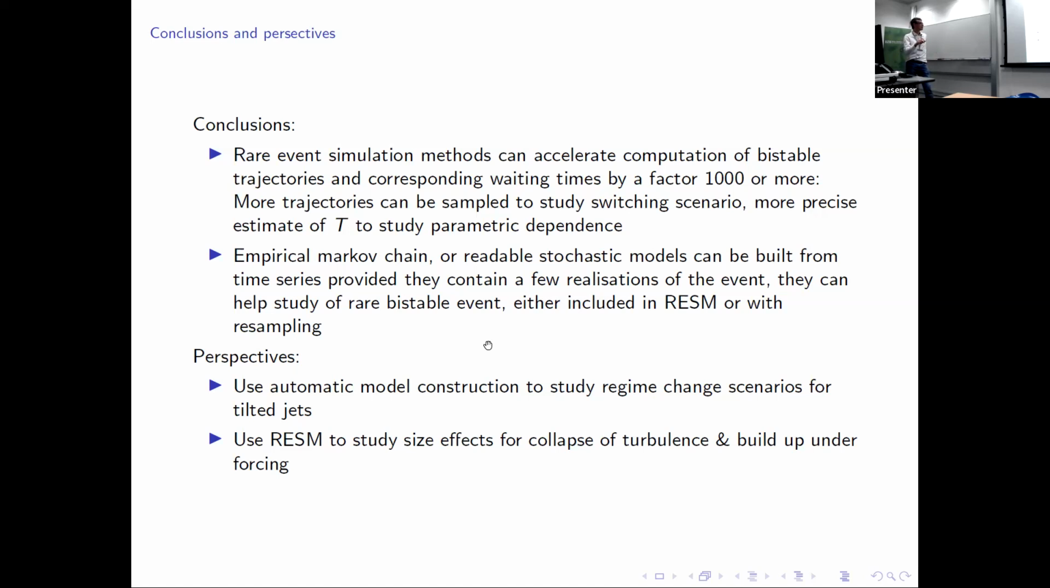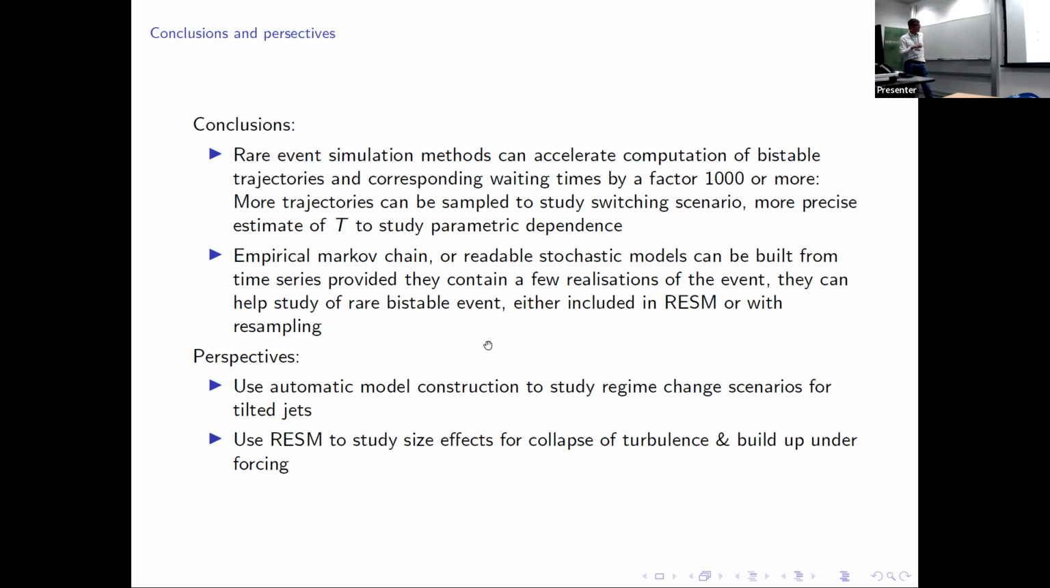So it's very interesting. And from this empirical model construction, it's possible to construct, let's say, a Markov chain that can be used to help the relevant simulation methods, or readable stochastic processes that can be used then to resample time series, or to have simple formulas for the coefficients, and then follow the behavior of the coefficient when you vary the parameters. So it's really helpful for the study of bistability.